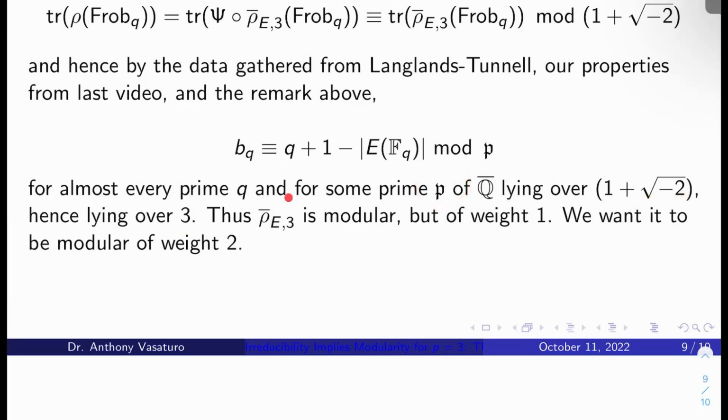Okay, fine. Well, then that gives me that rho bar E3 by definition is modular, but the problem is it's weight 1, right? We want it to be modular of weight 2. And so that'll be step 4, and we'll look at how to do that next time.